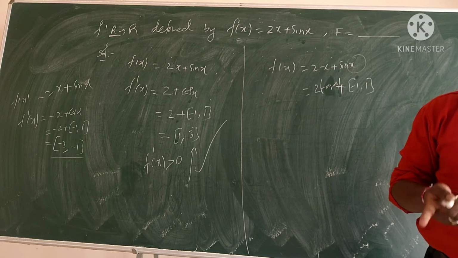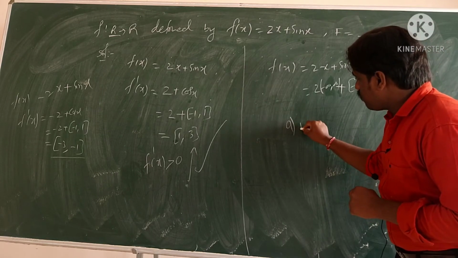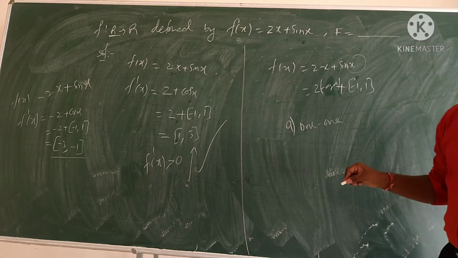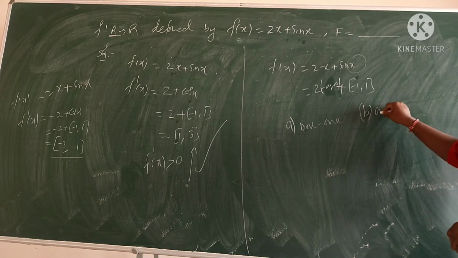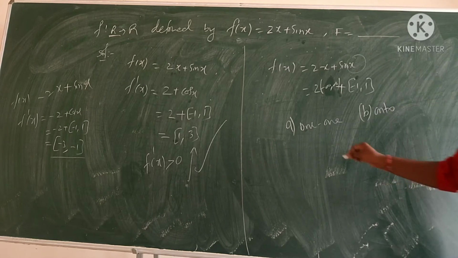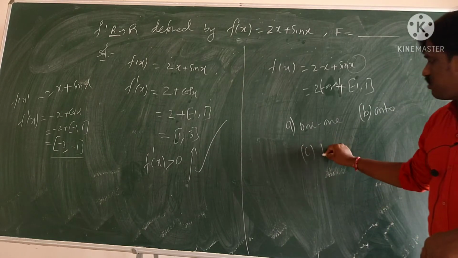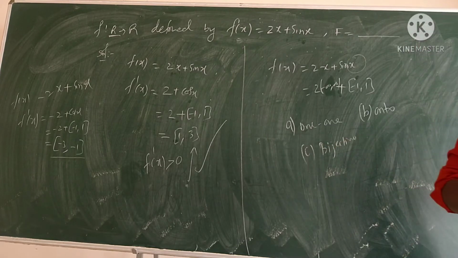So this function is 1-1 and onto. So in the options this can also come, sir. They may give 1-1. See here, I gave the options last time but they are not written. B I can take onto, and then I can write 1-1 and onto. This is called bijective. I will explain now. Bijective function: surjective and injective combined is bijective.